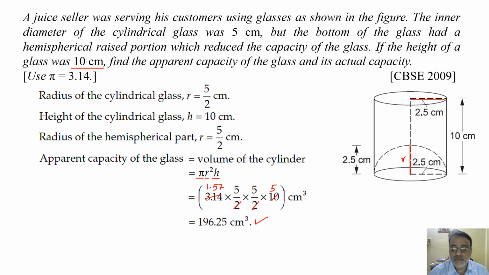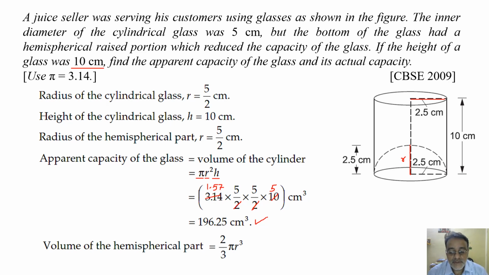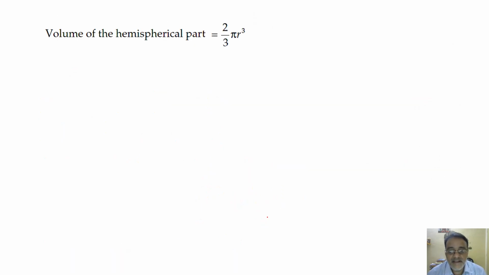Now for actual capacity, we have to subtract the hemispherical part. So what is the volume of hemisphere? 2 by 3 pi r cube. Right, very good. 2 by 3 pi r cube. So this volume we have to subtract, right? So we will substitute the value. Pi is 3.14, 5 by 2 into 5 by 2 into 5 by 2. Right, only 1, 2 we can cancel, and this also we can cancel. Okay, 1.57.